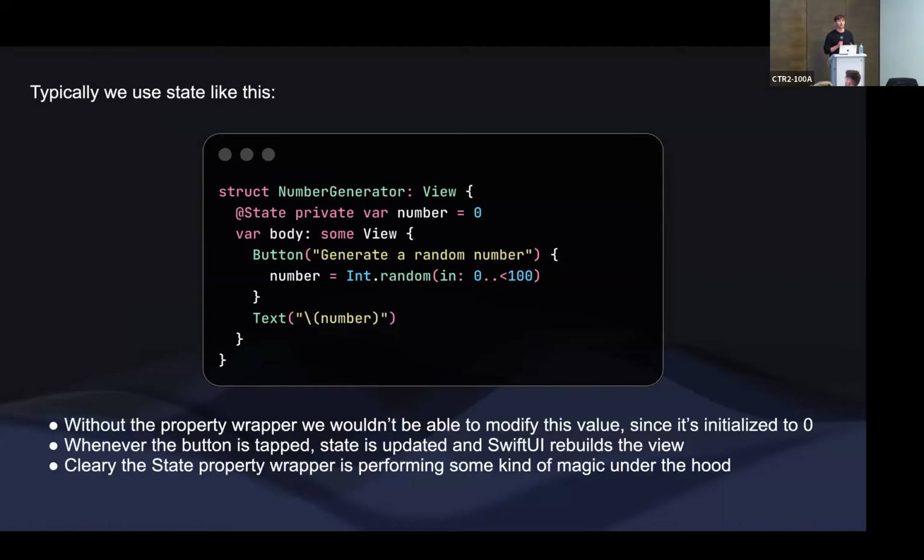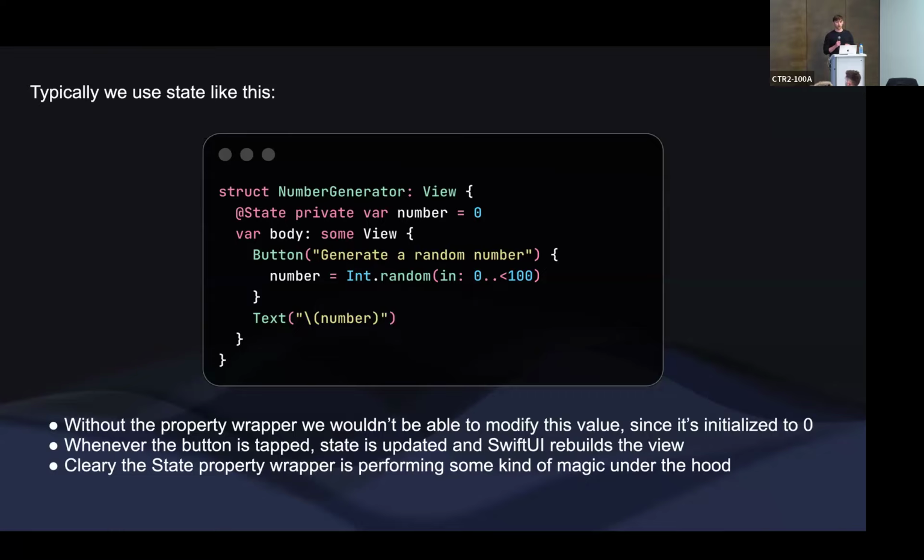Our view has a body here. It has a button, and the button is going to execute a closure when clicked. Then it has text below that button that's going to display our state. So when we click this button, we're going to update our state with a random integer between 0 and 100. And the idea is that SwiftUI is going to be able to track that change and know that it's going to redraw the text object at the bottom. And so we're going to have an updated text object with our number. Okay. So as an overview, without this property wrapper, we wouldn't be able to modify this value since it's initialized to 0. Like I said before, value objects are immutable in Swift.